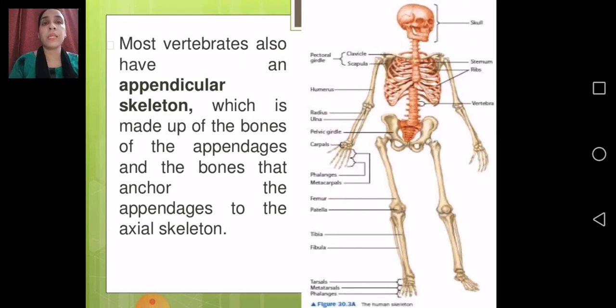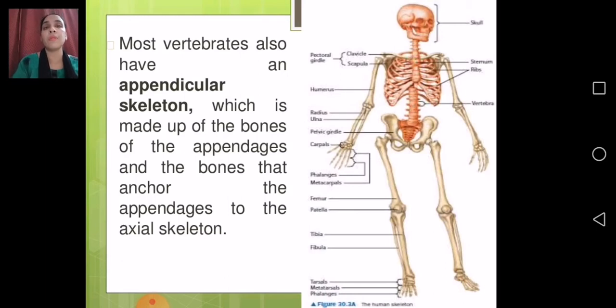Most vertebrates have an appendicular skeleton. Now what do you mean by this appendicular skeleton? It is made up of bones of appendages and the bones that anchor the appendages to the axial skeleton. Now here, what do we understand appendicular skeleton means?